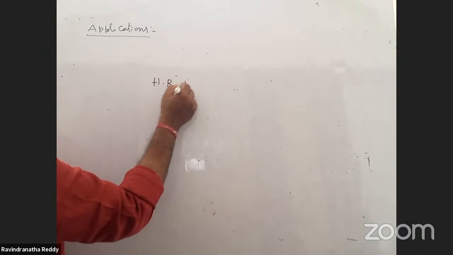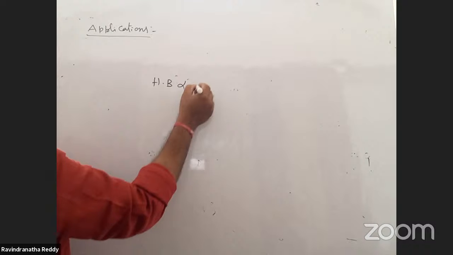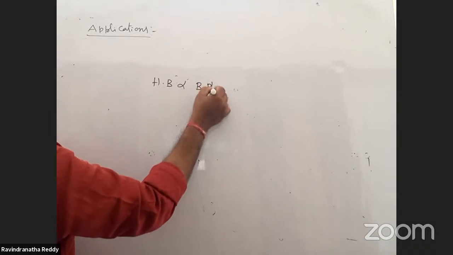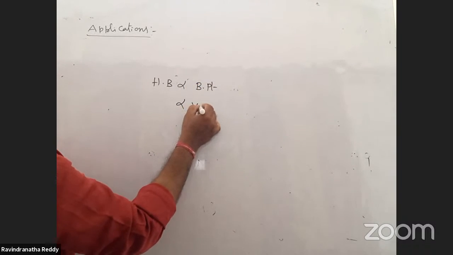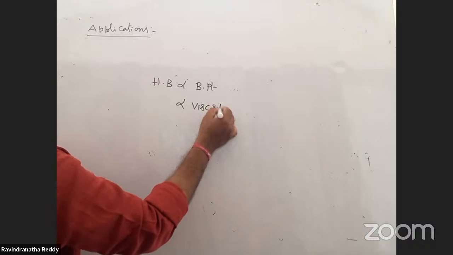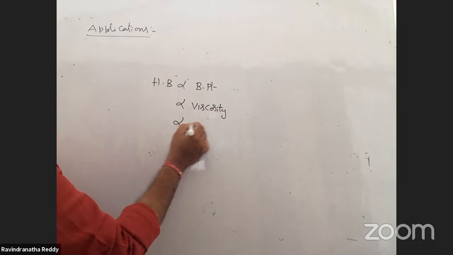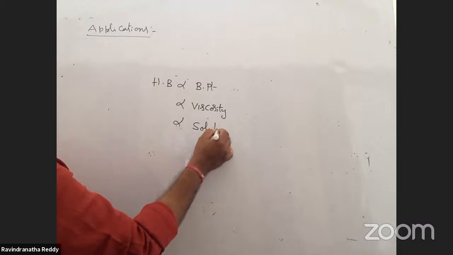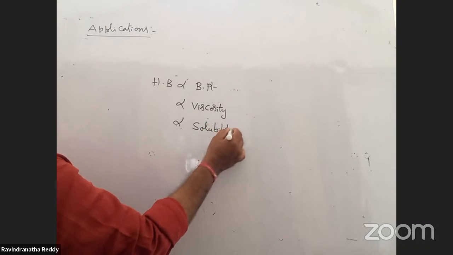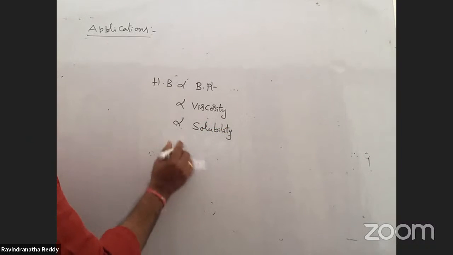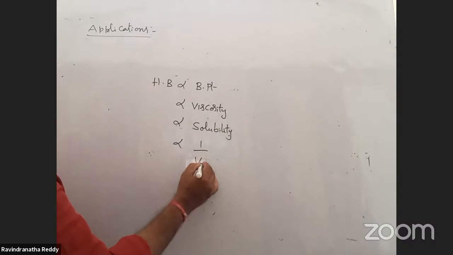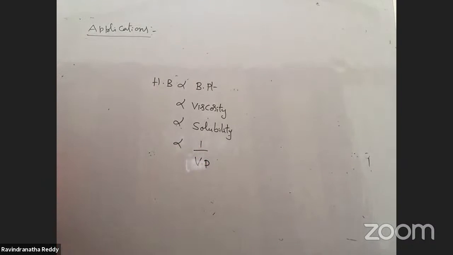Hydrogen bond is directly proportional to the boiling point of the liquid. Hydrogen bond is directly proportional to the viscosity of the liquid. Hydrogen bond is directly proportional to solubility. Generally that one is intermolecular hydrogen bond. Hydrogen bond is inversely proportional to vapor pressure of the liquid.